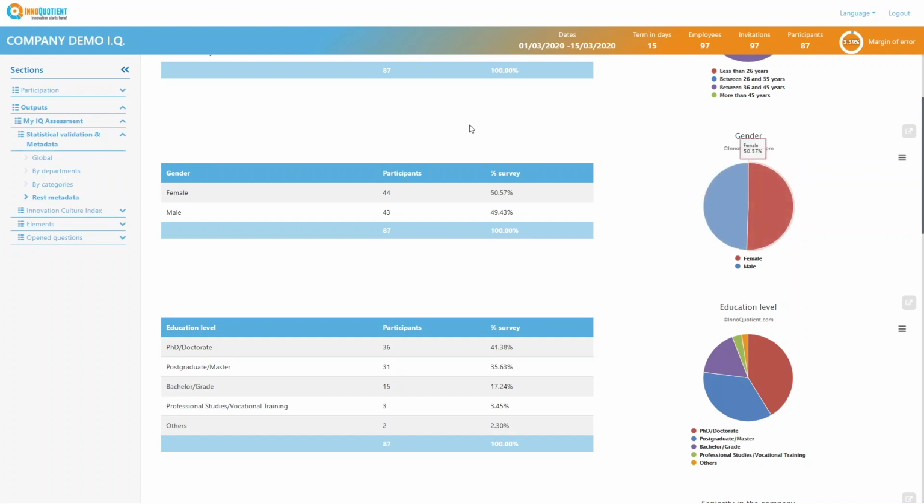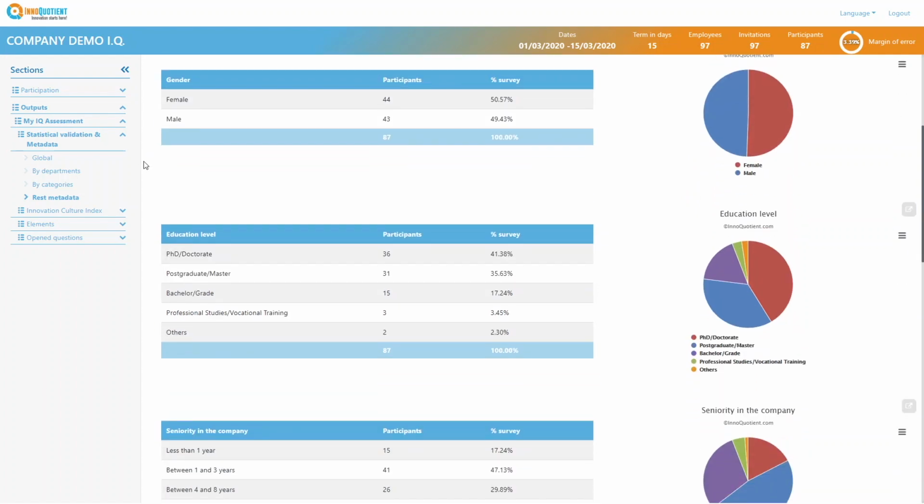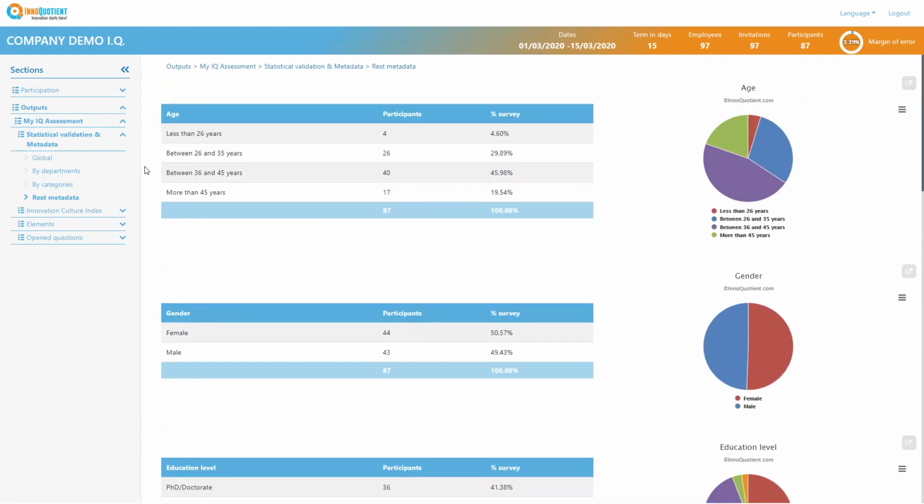And here we have other metadata questions. And this is it for the statistical validation and metadata section.